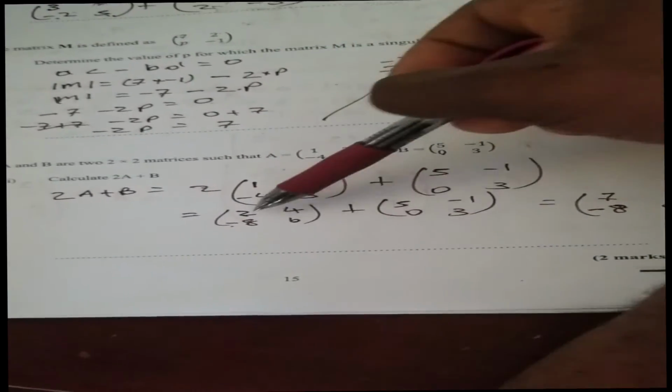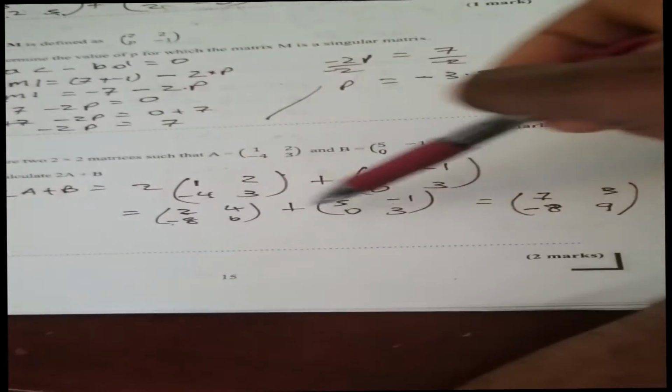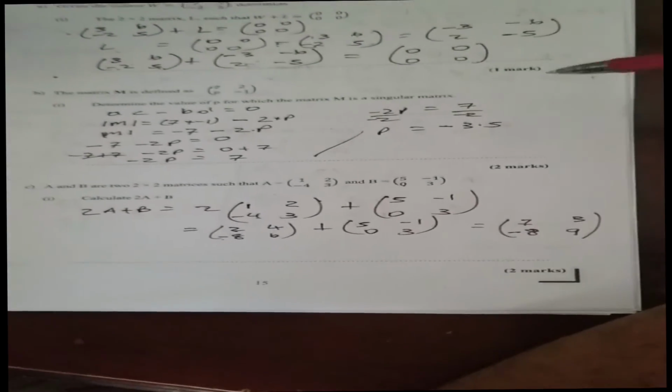When we add in these two matrices, it will be 2 plus 5 gives us 7, 4 plus a negative 1 gives us 3, negative 8 plus a 0 will remain a negative 8, and a 6 plus a 3 will give us a 9. And that was how we would calculate 2A plus B. A simple 2 marks there, quite easy.